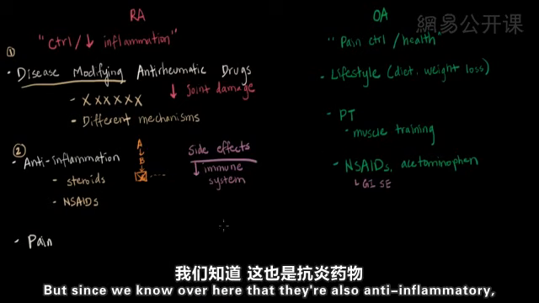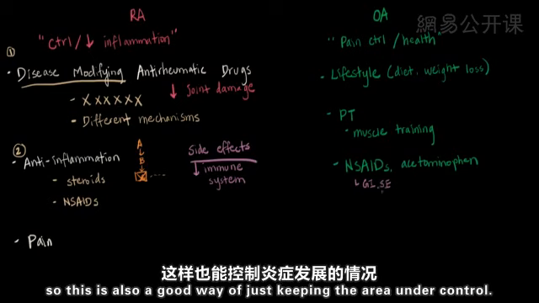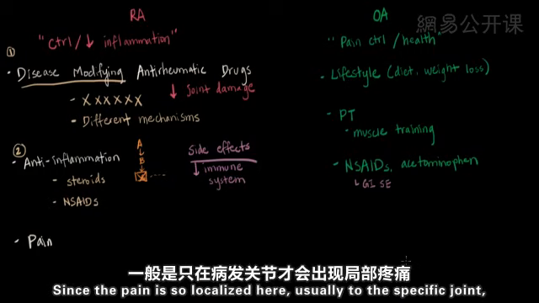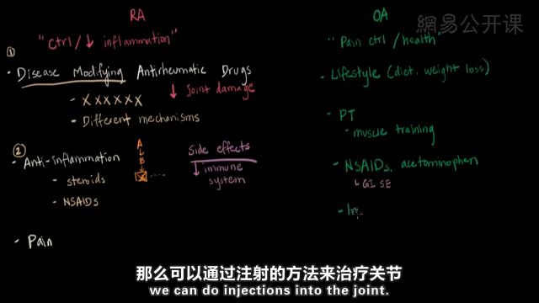But since we know over here that they're also anti-inflammatory, there's going to be local inflammation in the joint from osteoarthritis. So this is also a good way of just keeping the area under control. Since the pain is so localized here, usually to this specific joint, and it's not global like in rheumatoid arthritis, we can do injections into the joint.